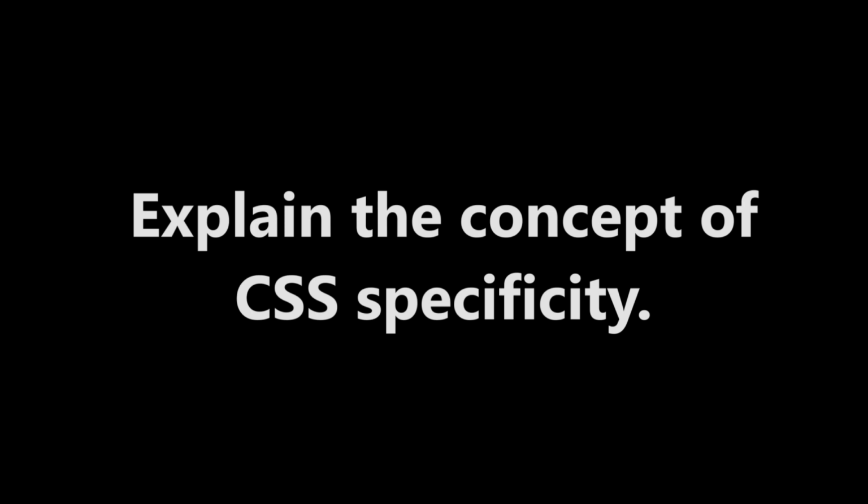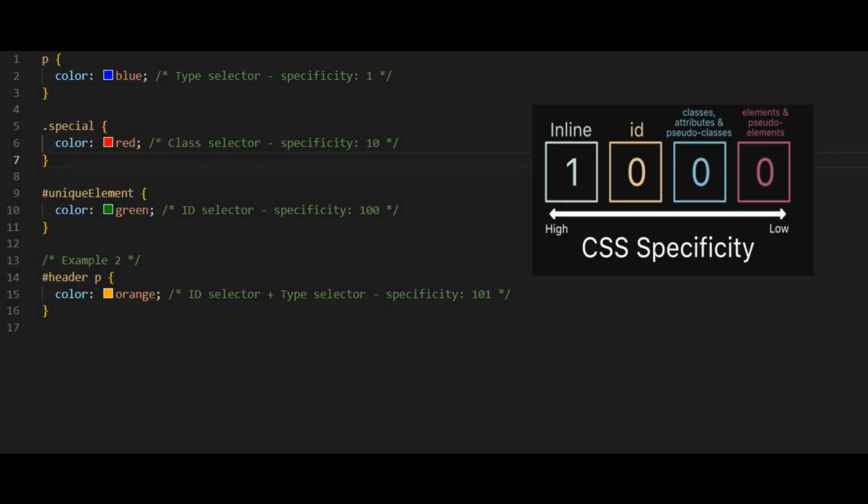Explain the concept of CSS specificity. CSS specificity is a set of rules that determine which styles are applied to an element when there are conflicting style rules. Specificity is calculated based on the type of selectors used in the style rule.